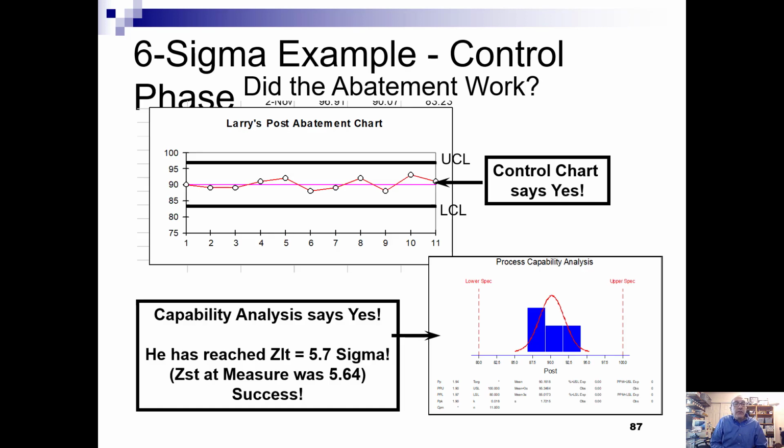Did the abatement work? Yes, according to the control chart. His capability analysis says yes. He has reached 5.7 sigma. Success.